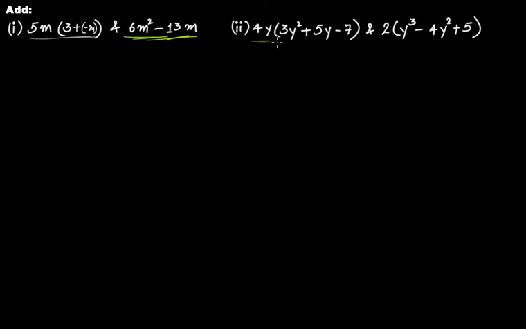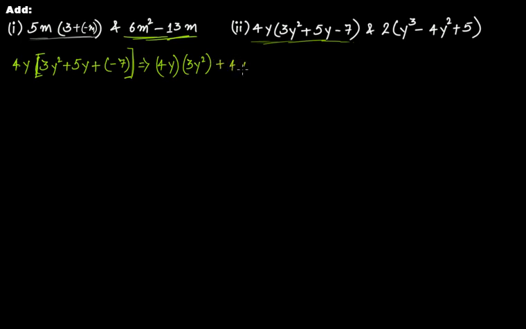Let's first take this. So this is 4y, 3y squared plus 5y minus 7. So we can rearrange it and write it as plus, within the bracket, minus 7. Okay, now this is a monomial multiplied by a trinomial. So first multiply 4y with 3y squared. So 4y multiplied by 3y squared, then this plus sign here, 4y multiplied by 5y, then plus sign here, 4y multiplied by minus 7.